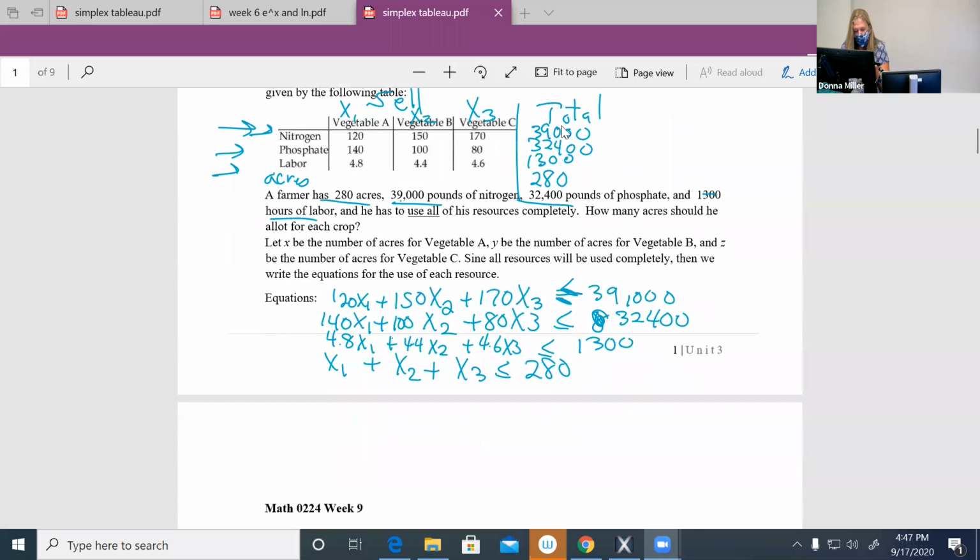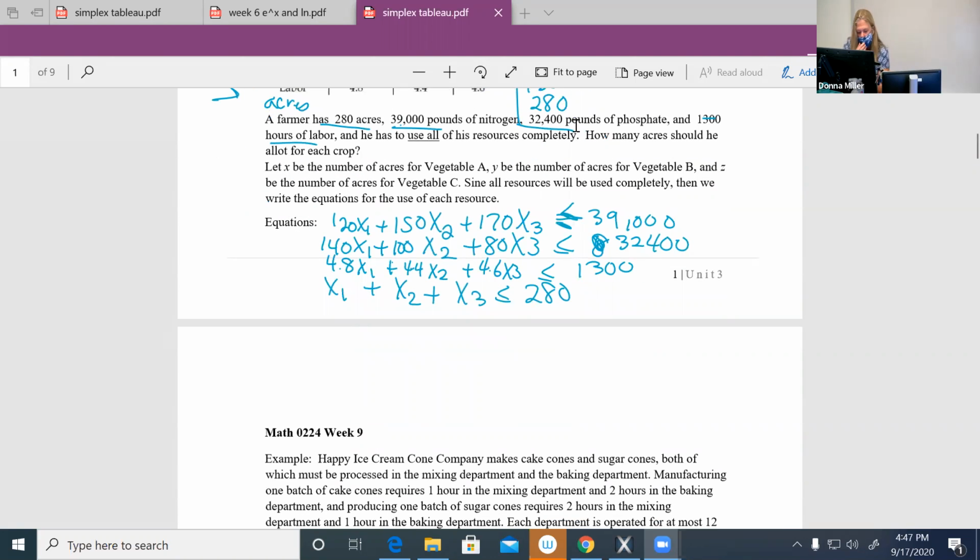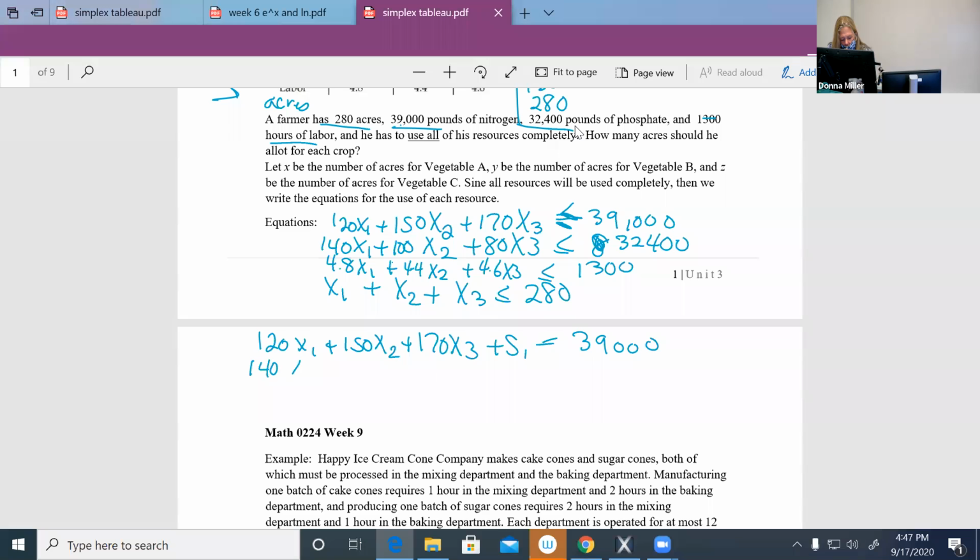All right. So all you do is for each one of these constraints, you add a slack variable. So I'd say 120x1 plus 150x2 plus 170x3 plus a slack variable, I call it S1. That's the extra leftover, whatever the first one is, 39,000, right? I turn it into an equality, all right? For the second equation, I add S2, and S3 for the next. For each one of the constraints, S1, S2, S3, however many you have, right.